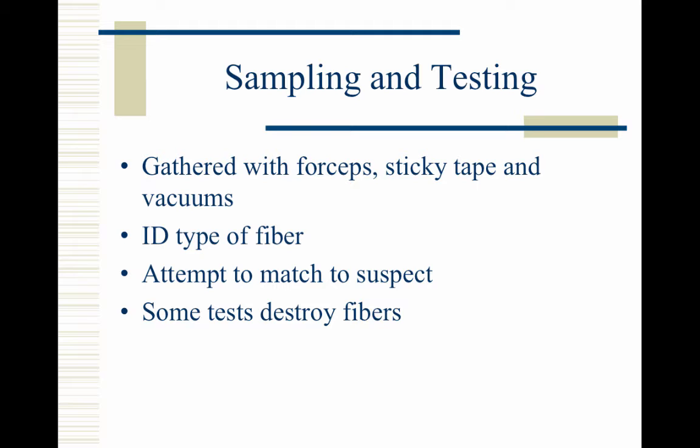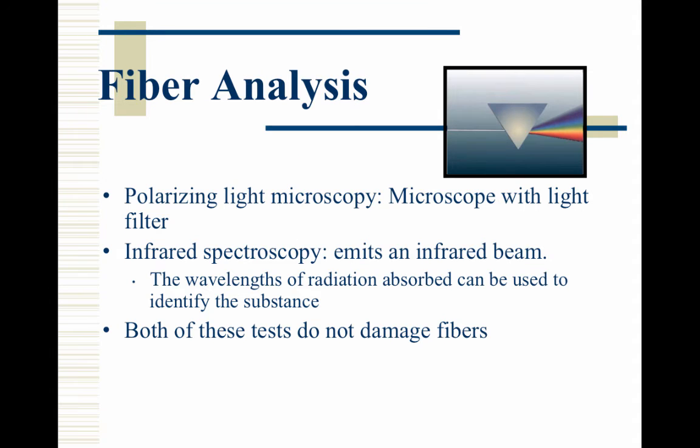And then the next thing is to identify the type of fiber, characteristics of the fiber, such as the color and shape. Then attempt to match it to the suspect source, like a car or their home or their clothing. And one thing you have to be careful of, when there is only a little bit of evidence, you can't do any tests that are going to damage or destroy or alter the fibers.